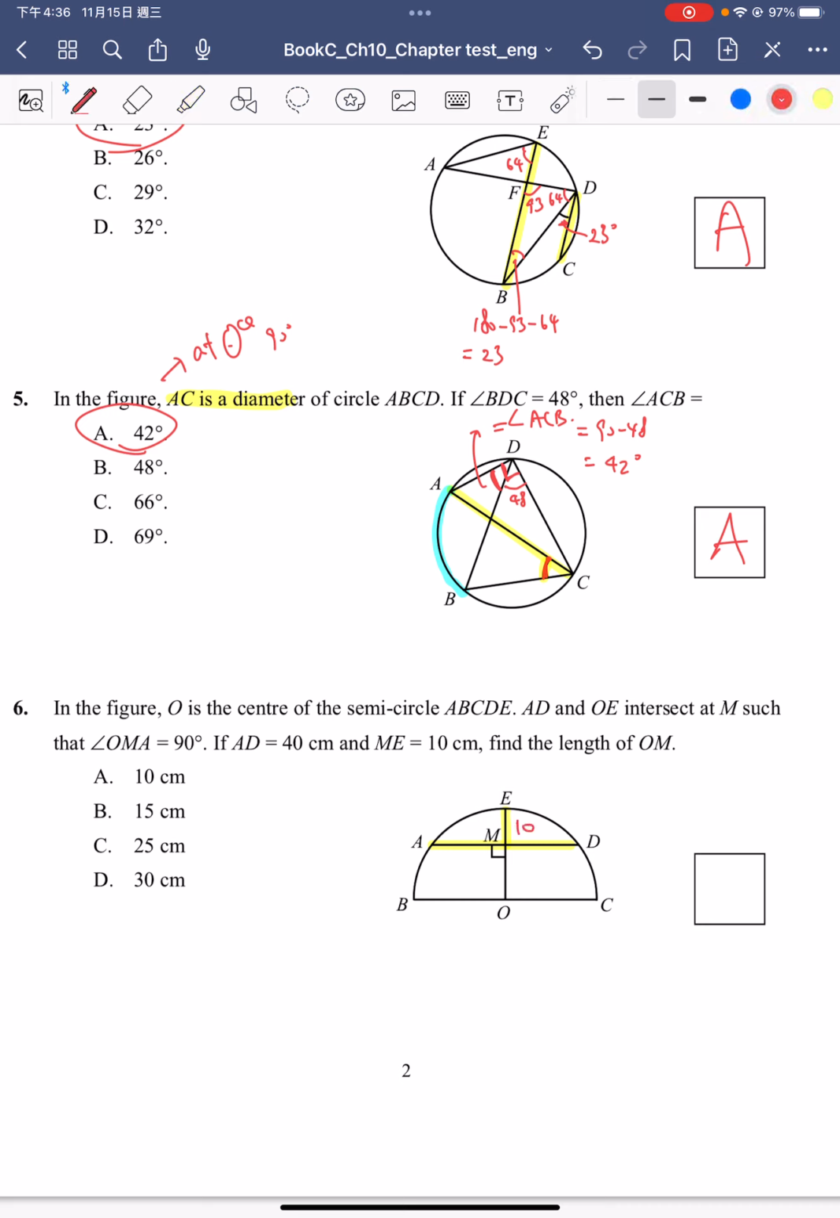Then what we're going to find is the OM. So how can we find out what is OM? In this question, as we have these two lines perpendicular, the line from the center perpendicular to the chord actually bisects the chord, isn't it? So you can see there's a line from the center perpendicular to this chord AD, so it's going to bisect AM and MD. So we can say AM is equal to 20, MD is equal to 20, as AD is equal to 40, and AM is equal to MD, so each of them is equal to 20.